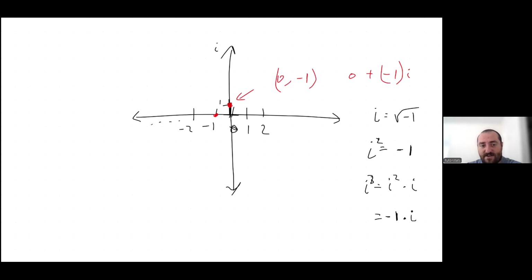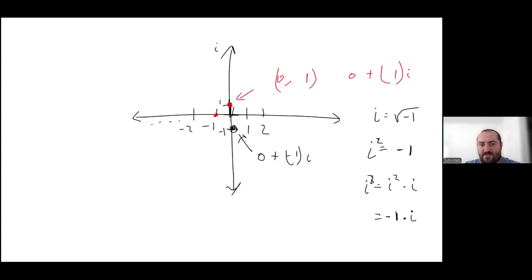So that would be right here. Why did I make this negative 1? I don't know. This is just supposed to be a 1. Yeah. So this number here was 0 plus 1i. But this number here, this is in fact 0, negative 1. So it's 0 plus negative 1i.